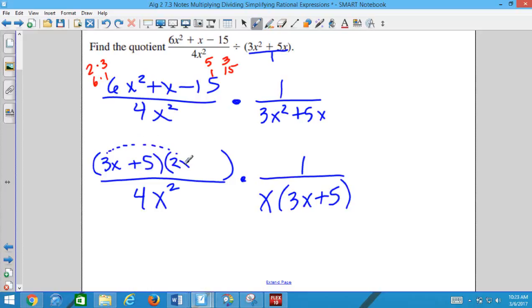Okay, so we're doing FOIL, that's first. And we do our outer, and we do our inner, and then to do our last, we do 5 times what to give me negative 15? Negative 3. 5 times negative 3. Let's see that our outer and our inner work. 3x times minus 3, that's negative 9x. And 5 times 2x is positive 10x. Our outer and our inner, does that equal positive 1x?